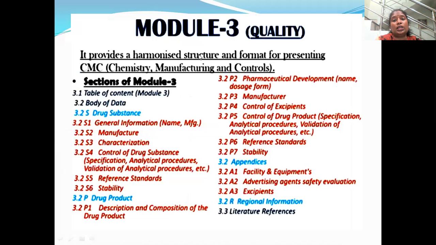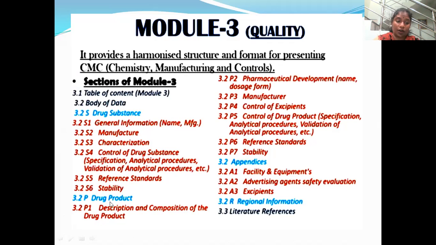Module 3 contains the quality. Already I told you this is mainly quality, how it is maintained by means of that table form. Section 1 is table of contents, next the body of data. So mainly about the drug substances and drug product we have to submit. So in drug substances, how we are maintaining the quality means each information, each drug substance's general information you have to submit, and the manufacturing characteristics, and characterization and control of drug substances, reference standards, and stability, very important stability data you have to submit in the module 3.